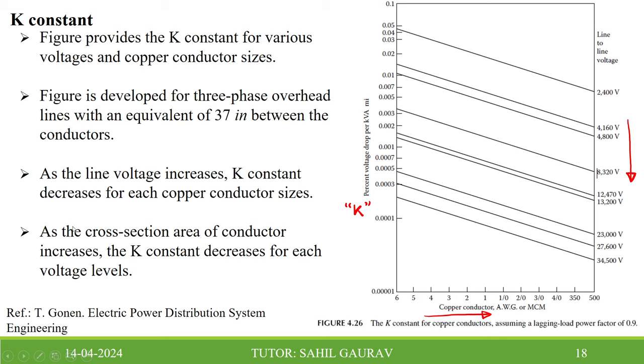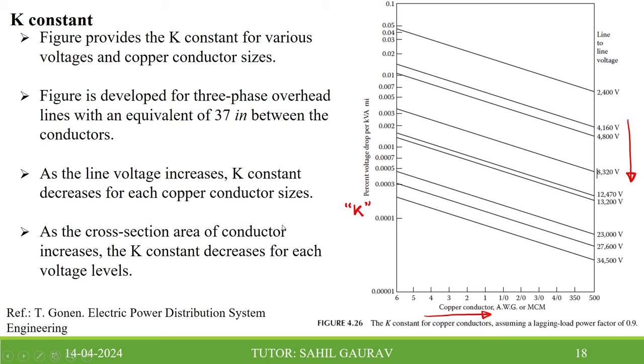Now this is the physical significance of the K constant. If you see this figure, which is referred from the Turan Gonen book, Electrical Power Distribution System Engineering, this figure provides the K constant for various voltages and copper conductor sizes. This figure is developed for three phase overhead lines with an equivalent spacing of 37 inches between the conductors. As the line voltage increases, the K constant decreases for each copper conductor size. So you can see here.